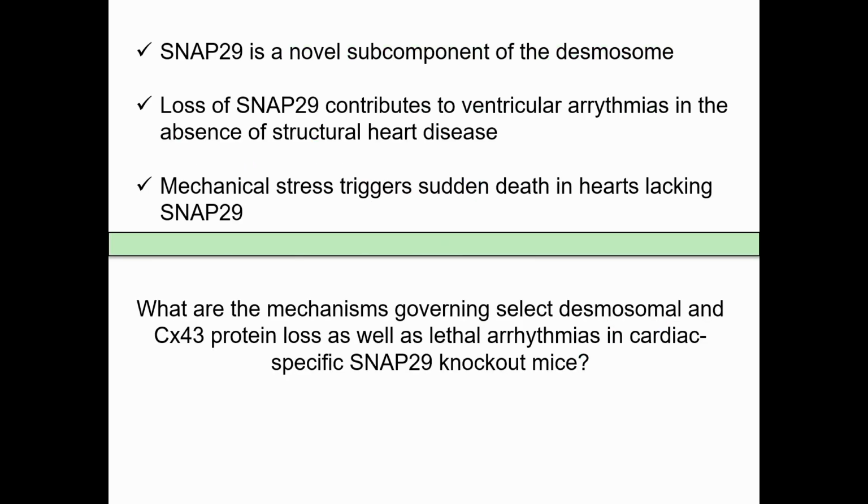So far what I've shown you is that SNAP29 is a novel subcomponent of the desmosome. In loss-of-function settings, it contributes to ventricular arrhythmias in the absence of any structural heart disease. It also triggers sudden death with mechanical stress. And so we were wondering, what are the mechanisms really governing the selective loss of these proteins, as well as the arrhythmias in these cardiac-specific knockout mice?